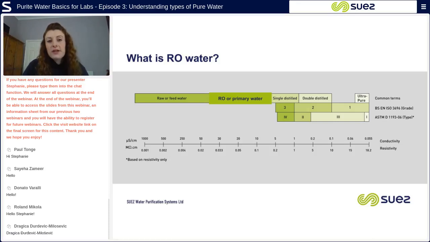RO water is sometimes also called primary water and usually has a conductivity of around greater than 5 microsiemens, which is the equivalent of 0.2 megohms resistivity. However, this depends on your feed water quality.